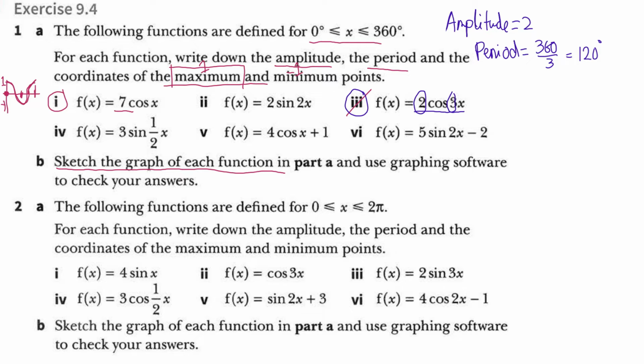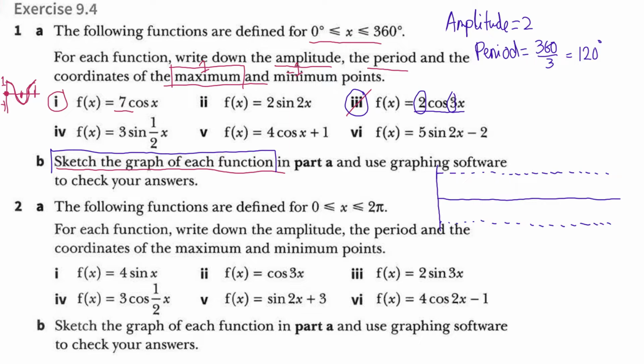Actually, I would suggest you first go for the sketch of the graph of each function, then you can easily find out the maximum and minimum points. Let me draw it here. We need to draw 3 cycles. Let's first mark the maximum points, then let me draw the minimum points as well.